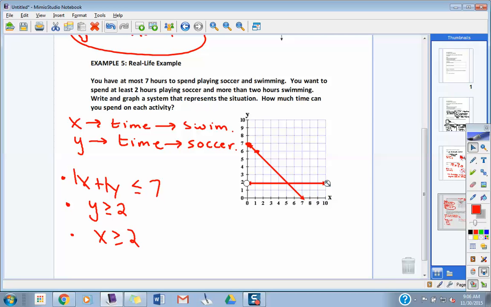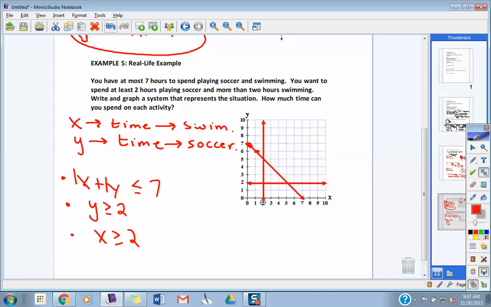Okay. And then the last one, x is greater than or equal to 2. That's just a vertical line at 2. That's going to look like this. That's that vertical line. You guys, we really haven't talked about x greater than 2, but give me a value that's bigger than 2 that would make this true. 7. Is 7 to the right of the vertical line I just drew, or to the left? To the right. So I would shade this direction.